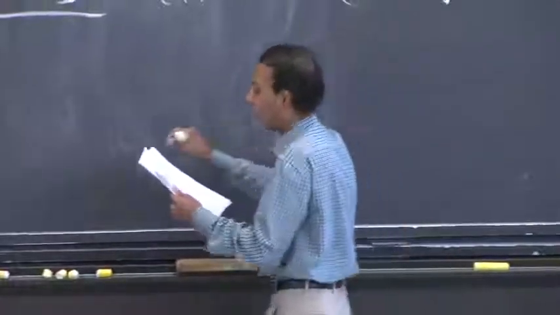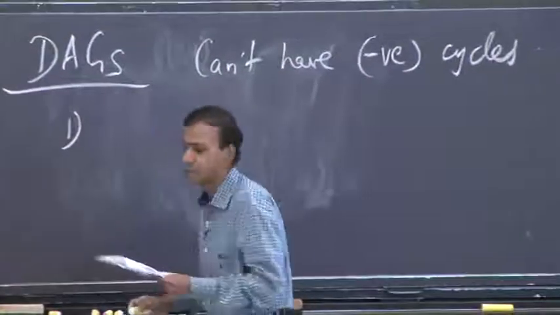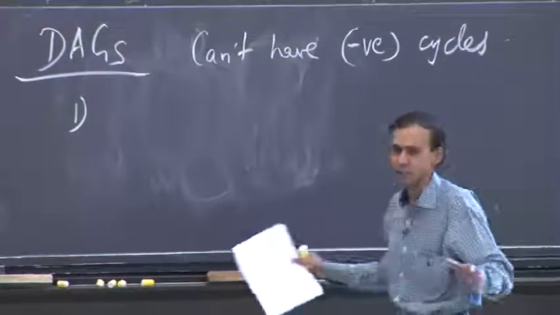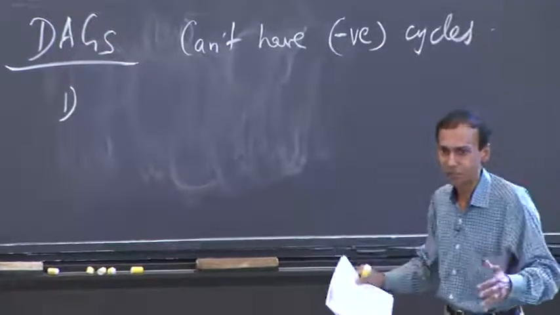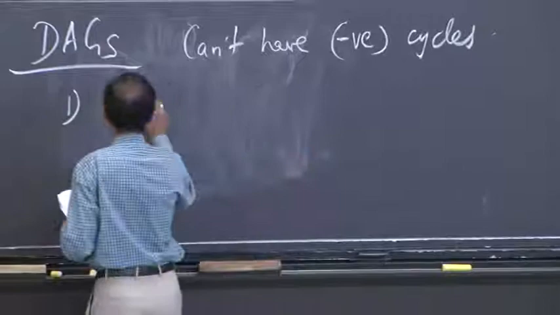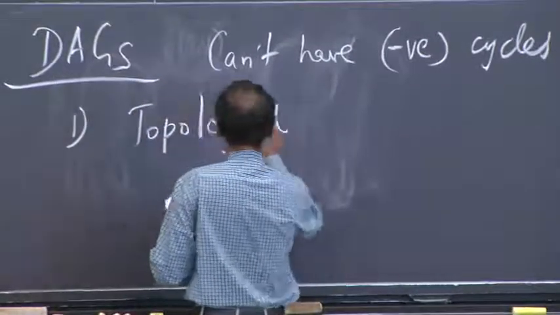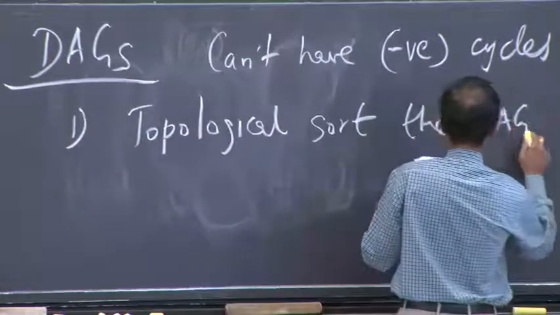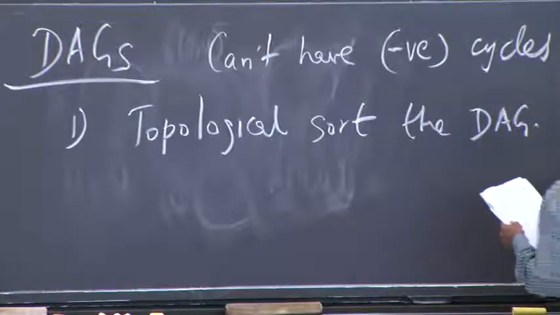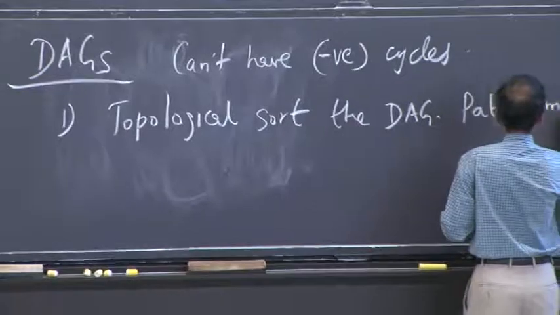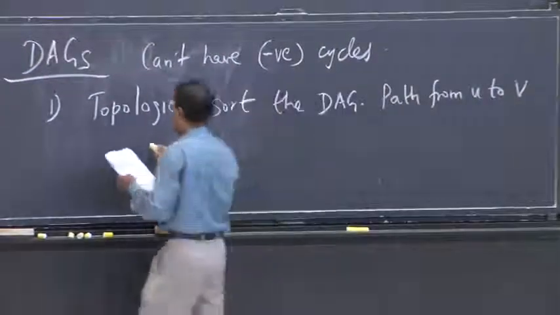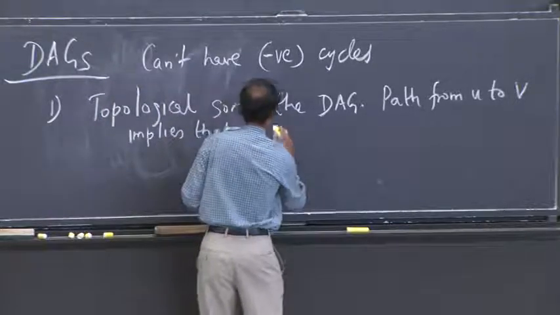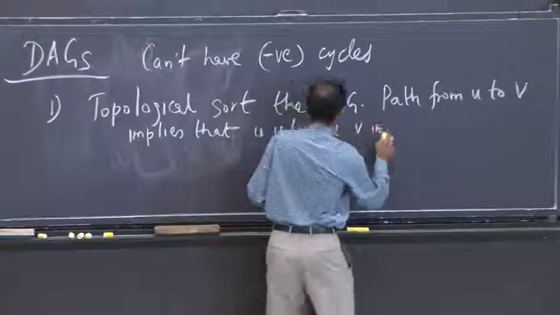All right, so the way this is going to work, whenever you have a DAG, by the way, the first thing you want to try, and this is certainly true in your problem set, when there's a question, try to topologically sort it. It's a fine hammer to use when you have a DAG, and it's not an exception here. To do shortest paths, we're going to topologically sort the DAG. And the path from U to V implies that U is before V in the ordering.